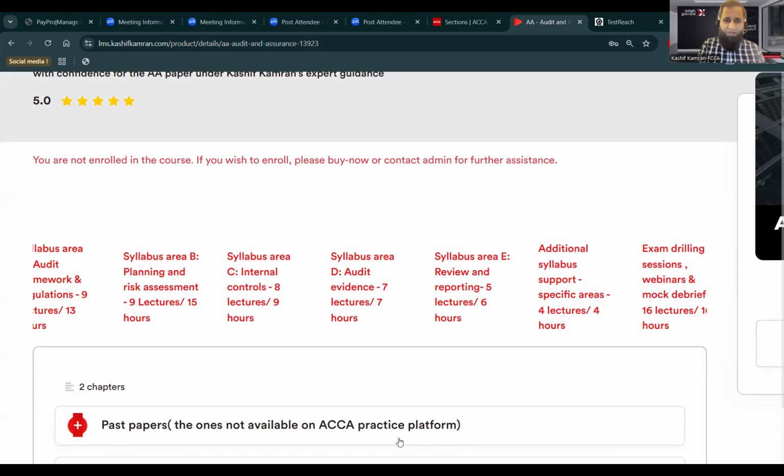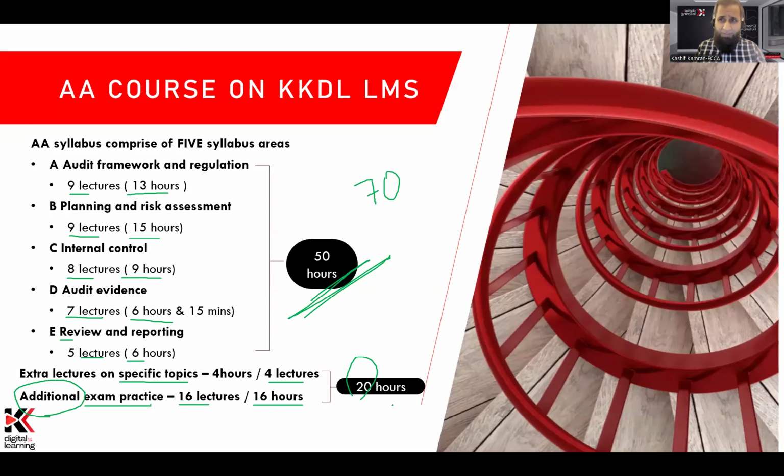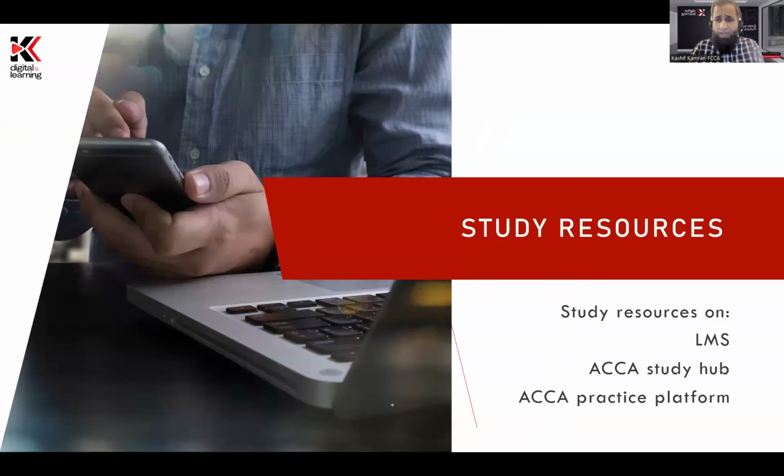So we have a total of 70 hours, and I've shown you a glimpse of the LMS. I've shown you a glimpse of my tutor support files, my notes, my resources, everything, right? So that's the complete course. Now, the study resources. I've already shown you the study resources for syllabus areas A, B, C, D, E, which are available on LMS. I've shown you the study resources separately at the end of the LMS, which is about the past papers, the old ones, and the examiner reports. And I've already shown you that for every exam drilling session, there is my tutor support file and presentation. Resources on the ACC Study Hub and resources on ACC Practice Platform.